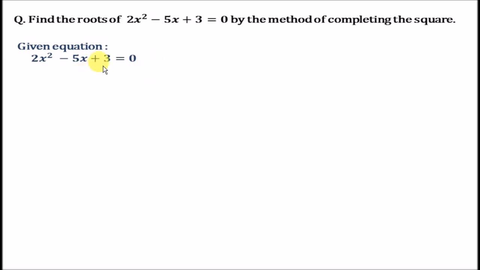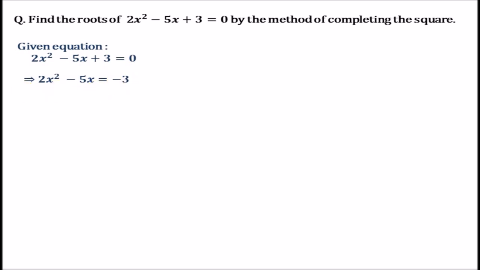The constant here is plus 3. So, we need to shift it to the right hand side. On doing so, we will get the equation in the form 2x squared minus 5x equals minus 3. Here we have shifted the constant plus 3 to the right hand side and have got minus 3.